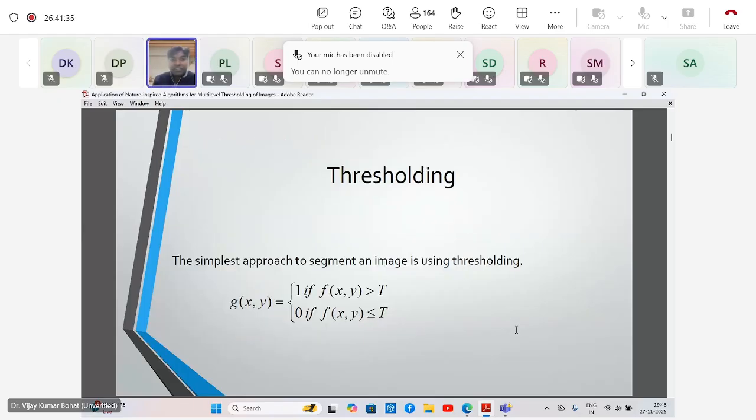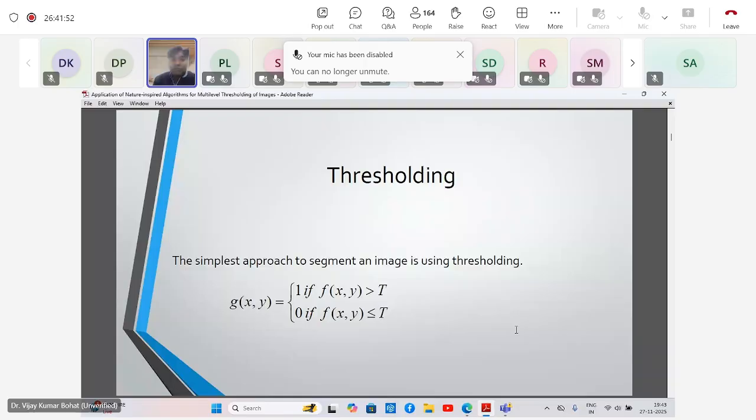Mathematically, we can present segmentation via thresholding also. For image segmentation, there are multiple methods. Thresholding is one of the popular methods in the field of image segmentation. It's very simple and easy to do.